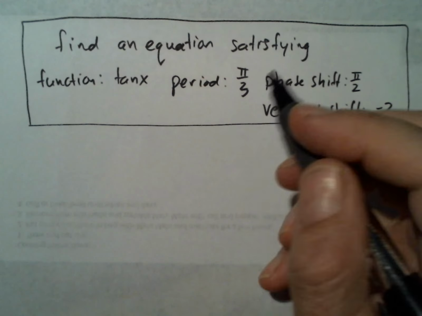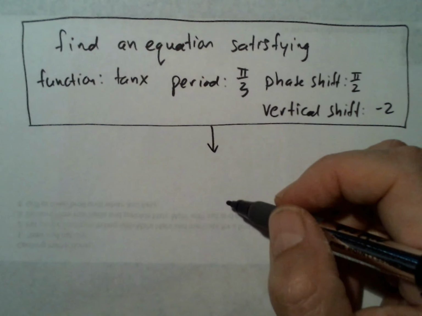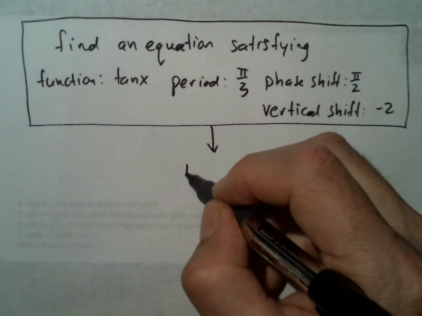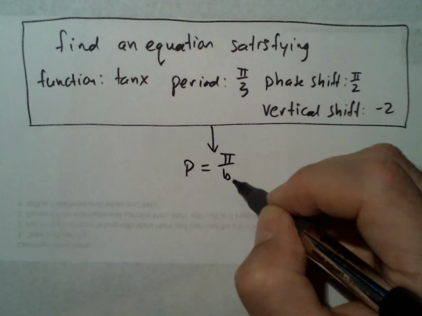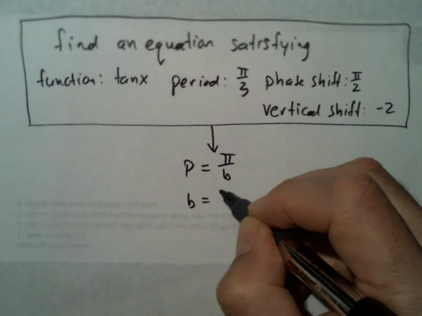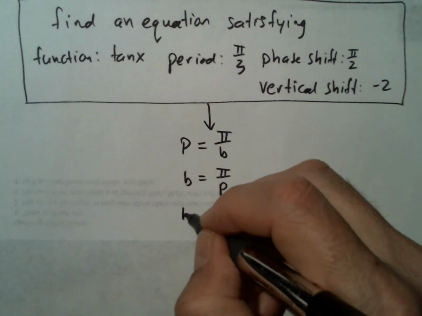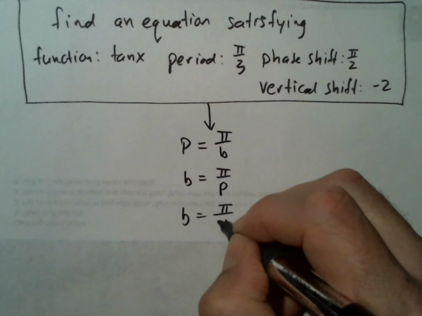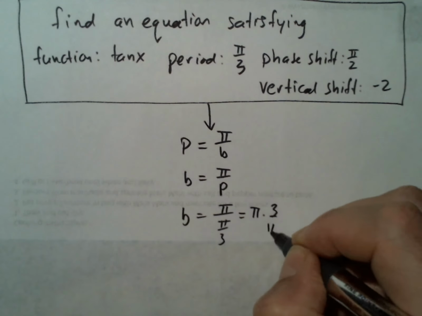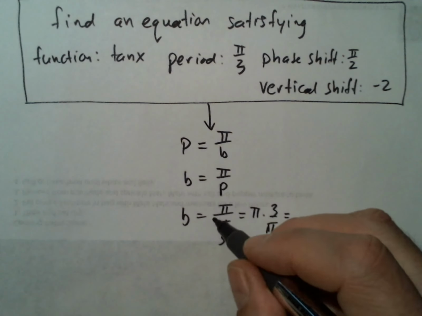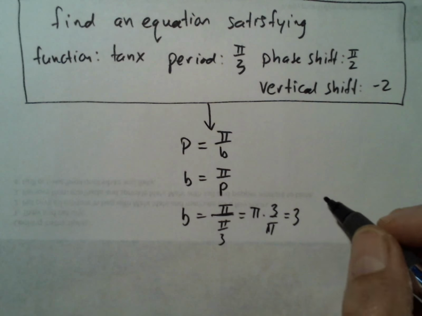And all we have to calculate is b based on the period. So we know that the period of tangent or cotangent is pi over b. We need to calculate b, so that's pi over p. And the period is pi over 3, so b is pi over pi over 3, which is 3 over pi. We're dividing by a fraction, so we'll multiply by its reciprocal and we get 3.